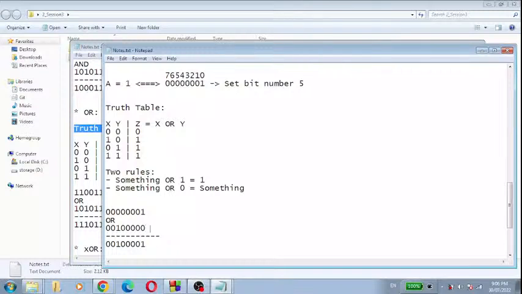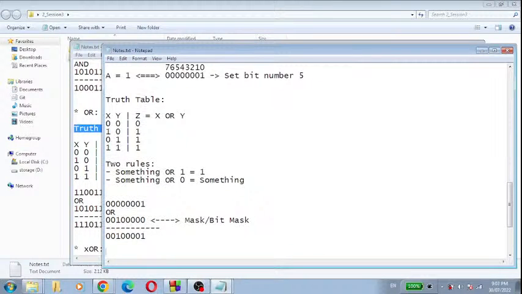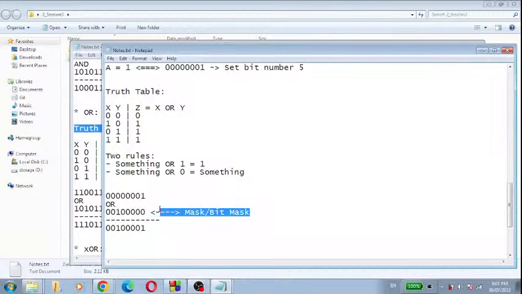This is called a mask, or a bit mask. Some people call this a bit mask. So I have done some masking here and made this bitwise OR operation, so I got this result. What is this result about? It is about making this bit 1. So how could I achieve this? By making this mask. What does this mask equal to?